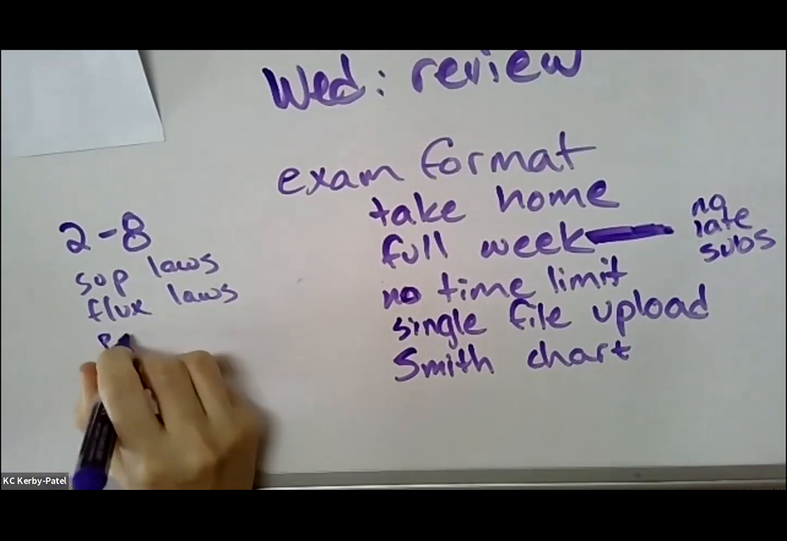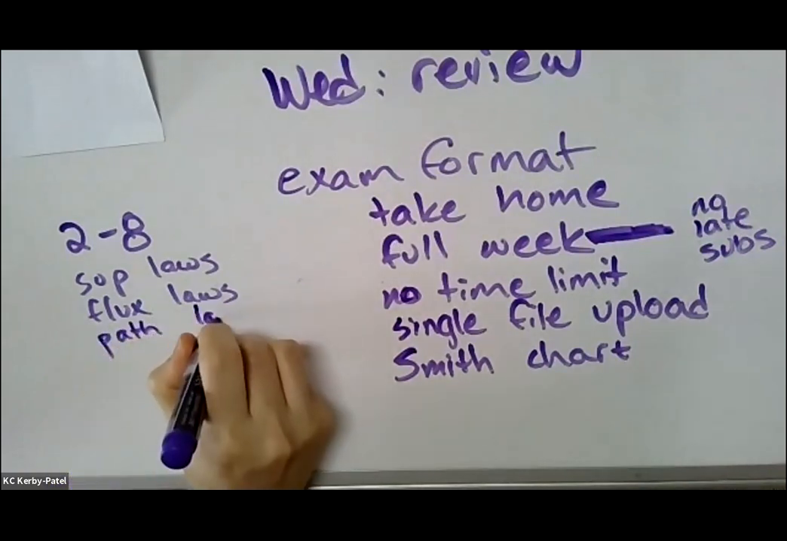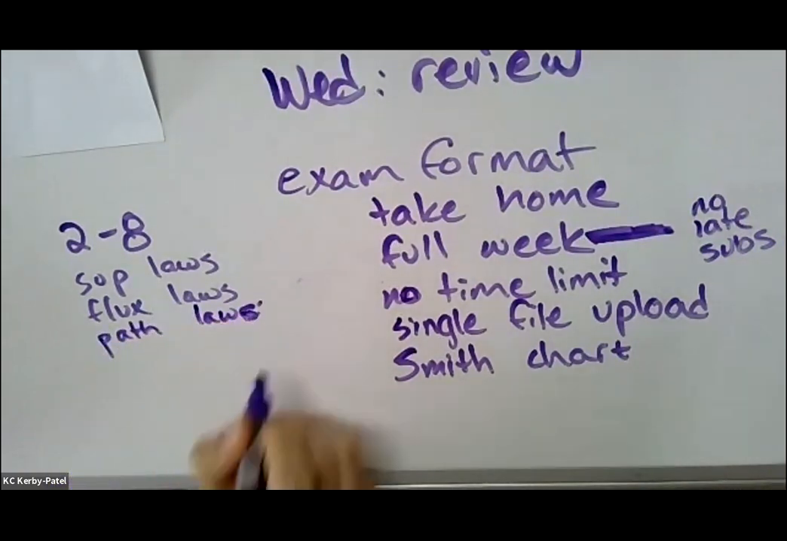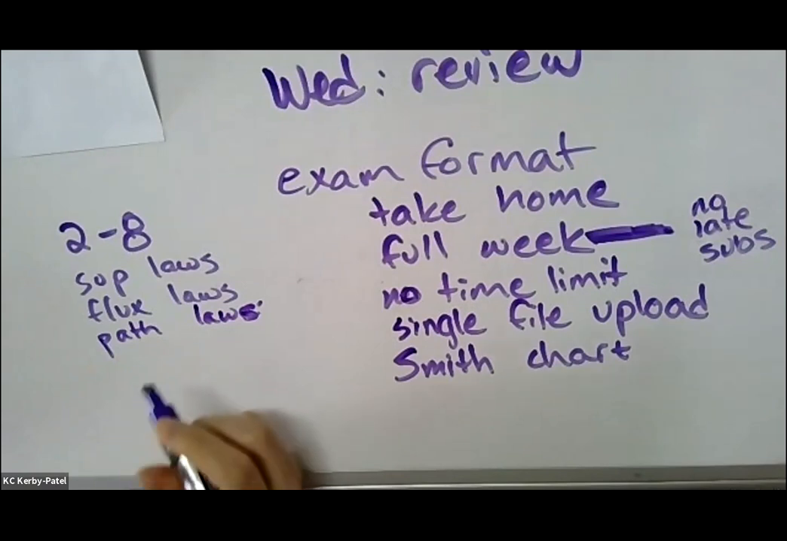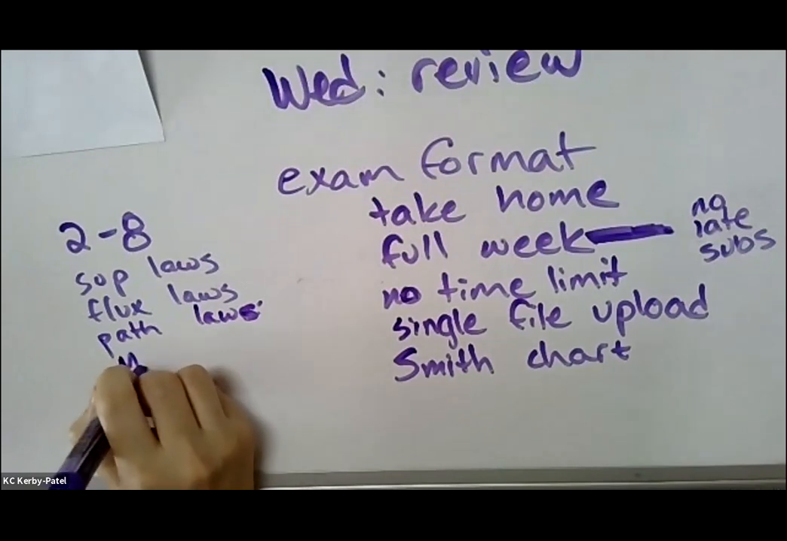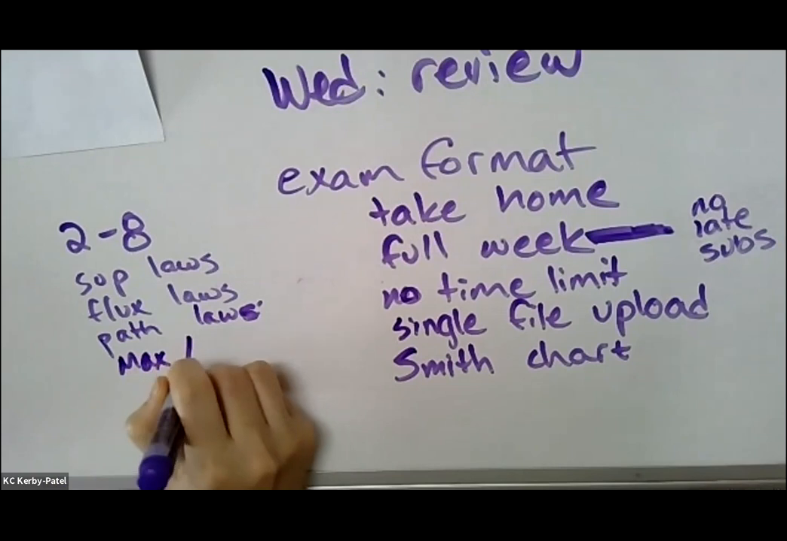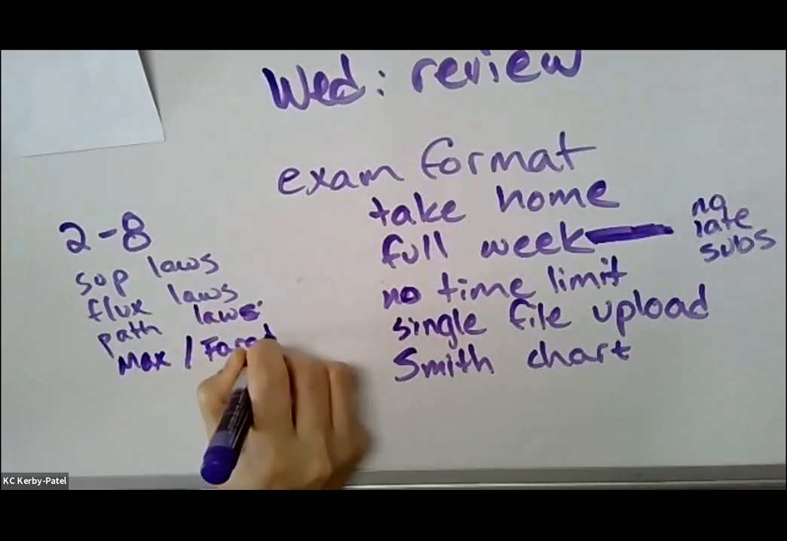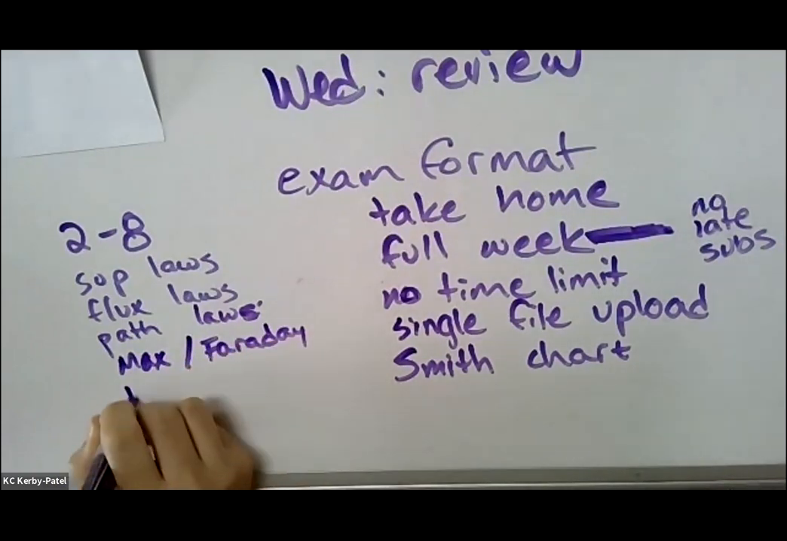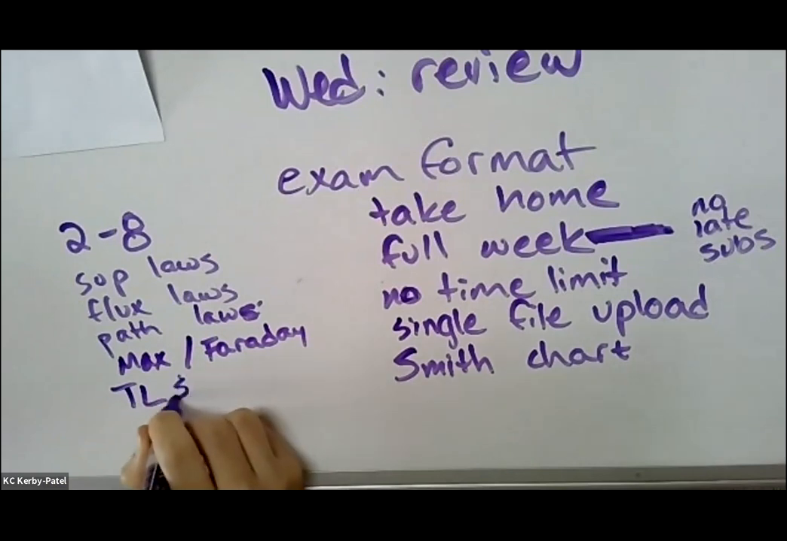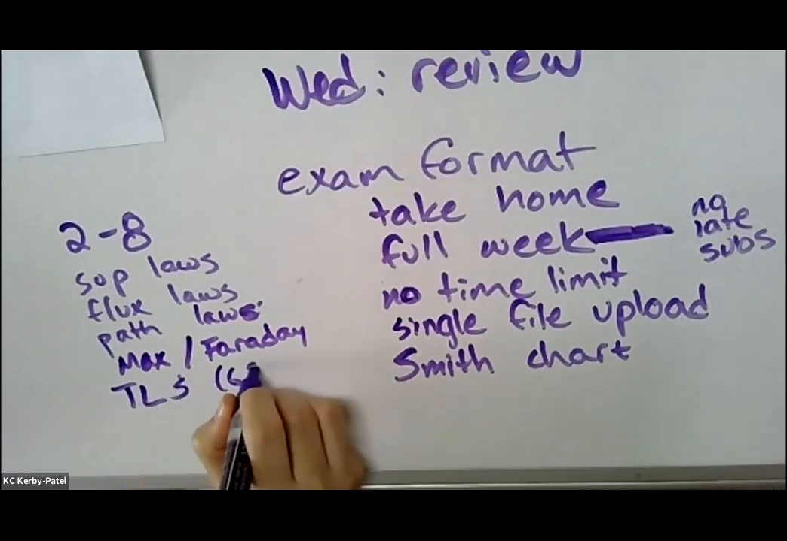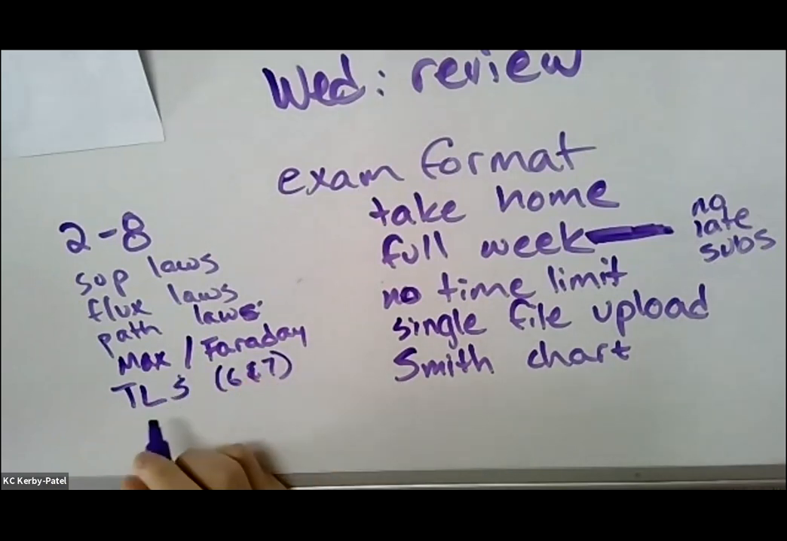Got it? All right. We had path laws. We had Maxwell and Faraday and plane waves. Then we had a lot of stuff on transmission lines, 2 chapters on those, 6 and 7, and Smith charts. And then we had antennas. We learned a lot of stuff.